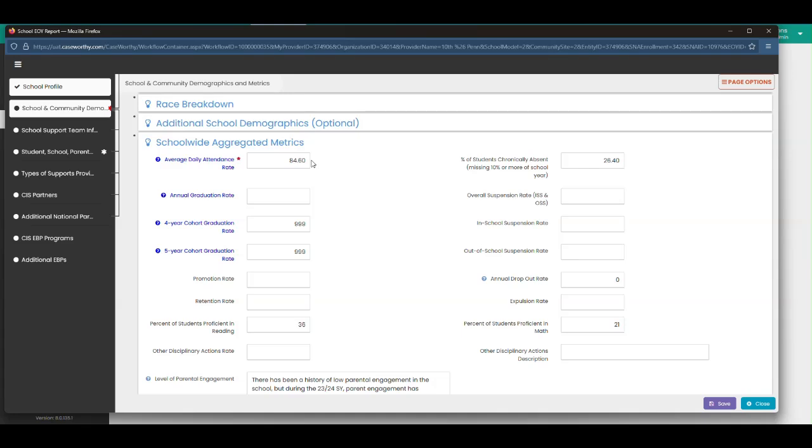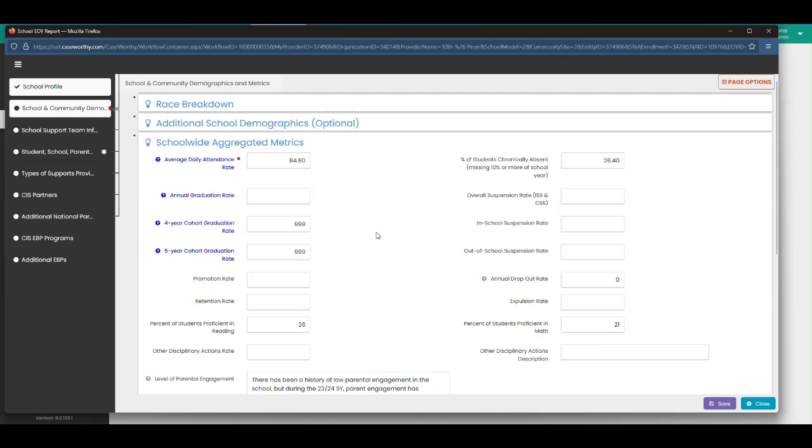It would be very unusual for there to be any alignment of 4 or 5 year or annual graduation rates. I can explain how that is calculated afterwards, but I have a file from last school year that has all the 4 and 5 year graduation rates for our network. So reach out to me if there's anything missing there.